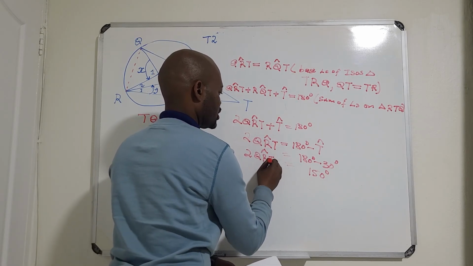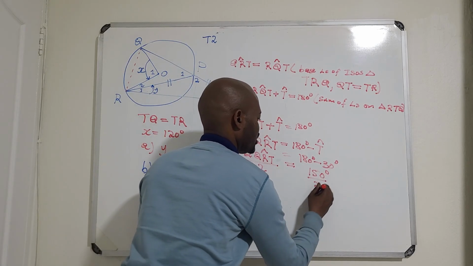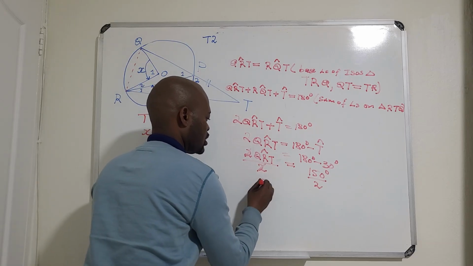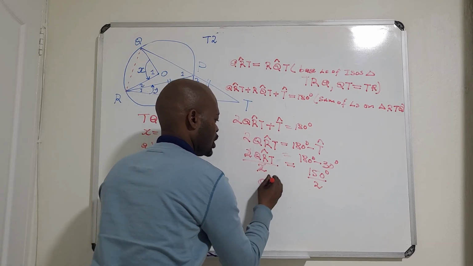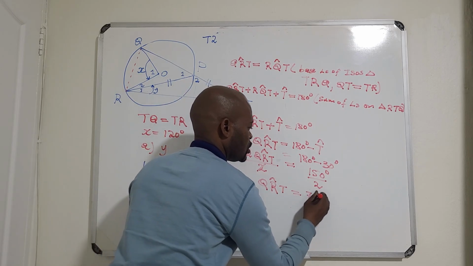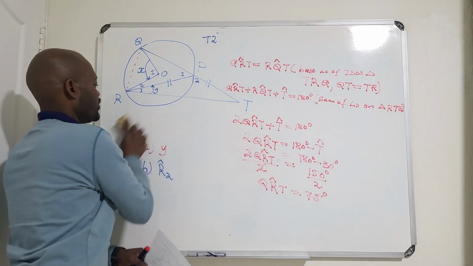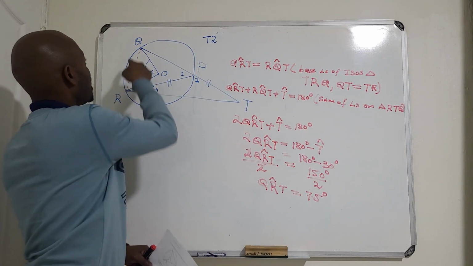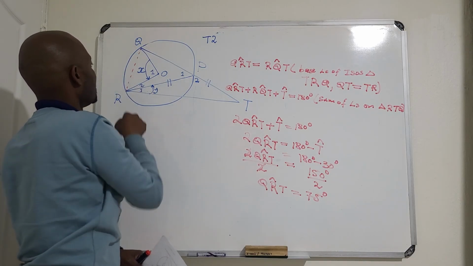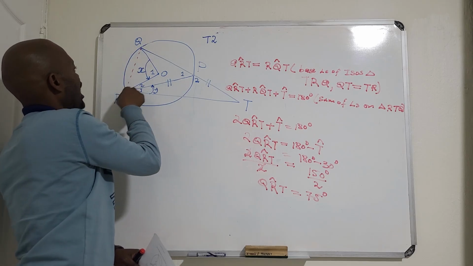Angle QRT. Divide by 2, divide by 2. This cancels with that. Angle QRT is equal to 75 degrees. Now, let me remove here. Now we got angle QRT, which is the whole of this angle. Now we can find this angle, which is angle QRO.